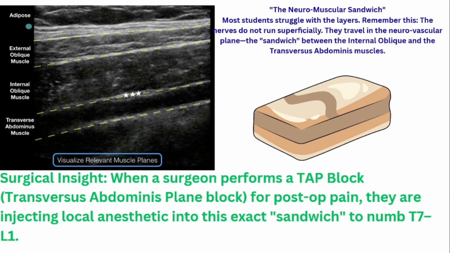We can see here in the illustration the neuromuscular sandwich. Most students struggle with this area, with this layer. Remember, nerves don't run superficially. They travel in the neurovascular plane like a sandwich, in the area between the internal oblique and the transversus abdominis muscle. This is the surgical insight for the TAP block.